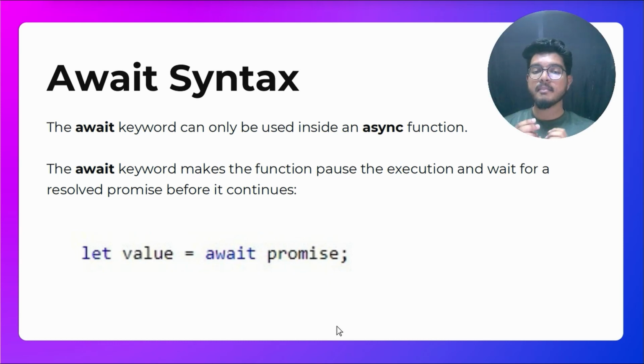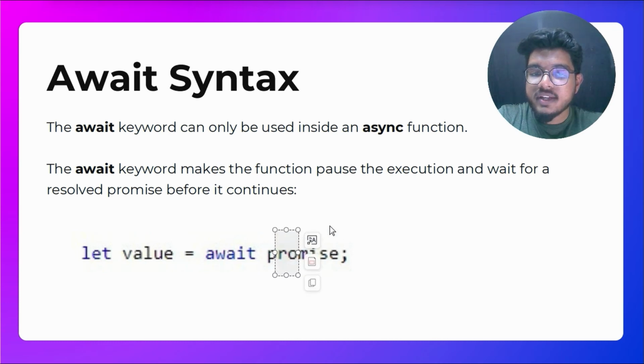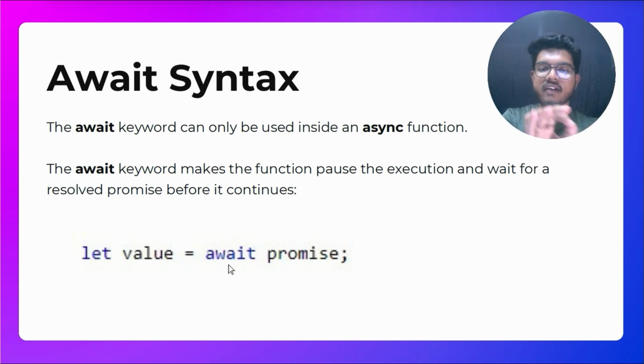The await keyword makes the function pause the execution and wait for a resolved promise before it continues. Until some resolved promise comes, pause it. Clear? How to do this? Value equals await promise. You have created a certain promise, as we have done previously as well. Now we just tell that promise to wait, by writing the await keyword and storing the result in a variable, value. I hope it is clear.